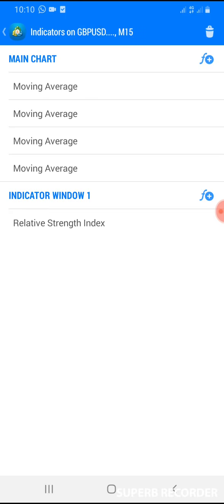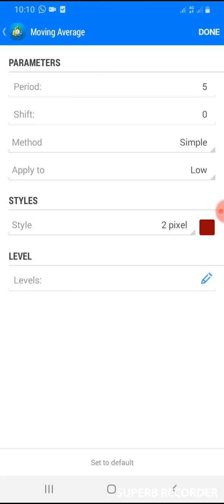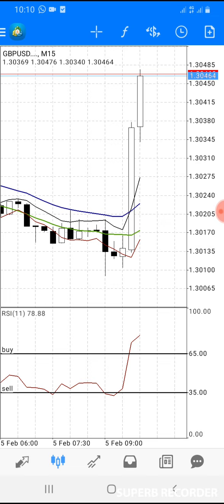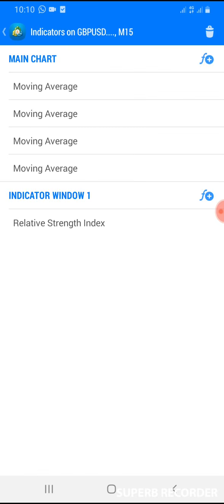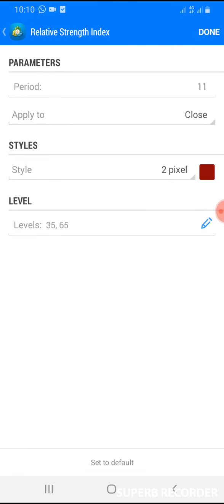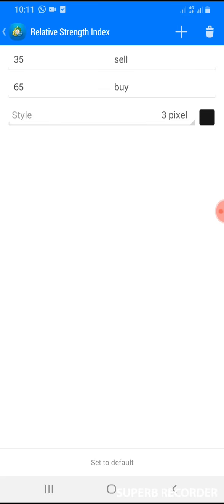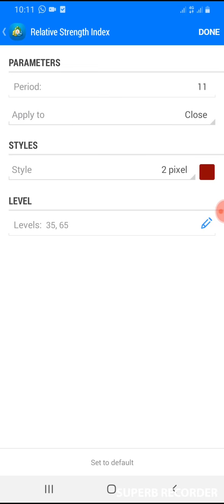Then you click done. You're also gonna need the simple moving average with period 5 applied to low, and the color should be red. The last one is the simple moving average with period 5 applied to high, and the color is black. Then you click done. You're also gonna need the RSI with period 11 and levels 65 with a description of a buy and 35 with a description of a sell. And then you click done.